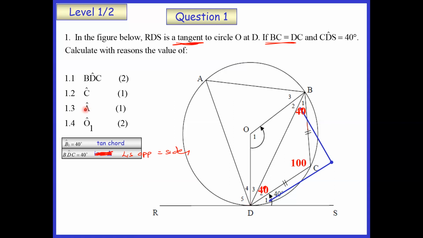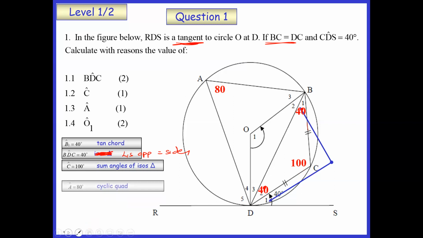Cyclic quad. Ooh, that was quick. Somebody saw a cyclic quad. Can everyone else see the cyclic quad? I'm drawing it in there. There's our cyclic quad, four points touching a circle. And opposite angle C is A. So we're going to use 180 minus 100. And our reason there would be cyclic quad.